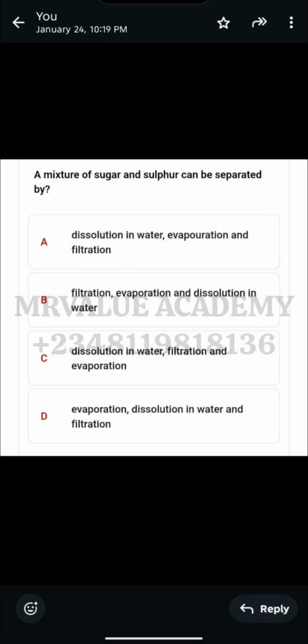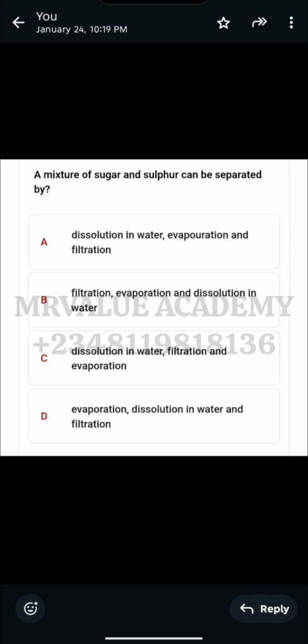For number 3: a mixture of sugar and sulfur can be separated by, first of all, adding water to the mixture. By adding water to the mixture, it separates into 2 layers. The sugar, because it's soluble, will be at the upper layer, and then the sulfur will be at the bottom layer as a residue. So the probable option here is C.